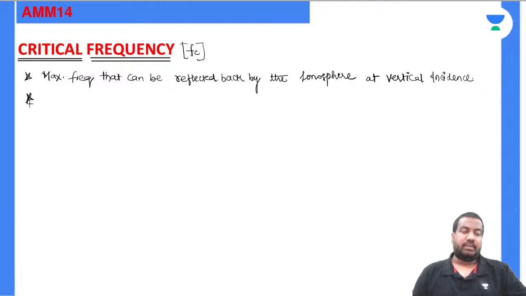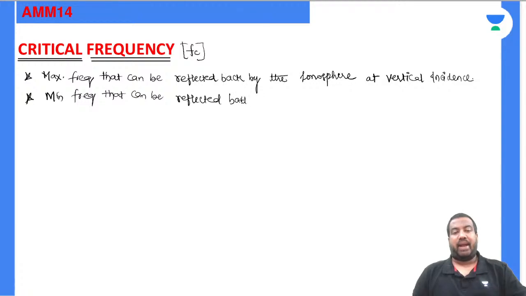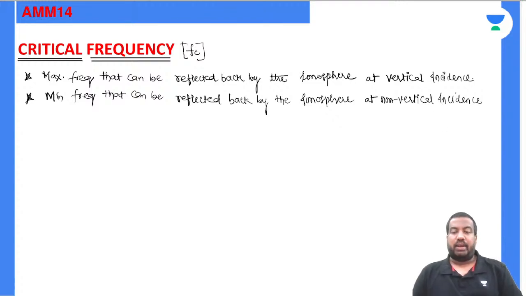The second definition: it is the minimum frequency that can be reflected back by the ionosphere at non-vertical incidence. Now the question is, what do you mean by vertical incidence?